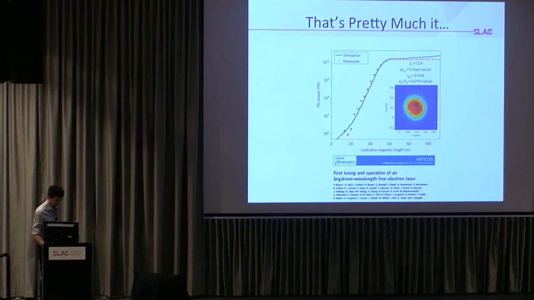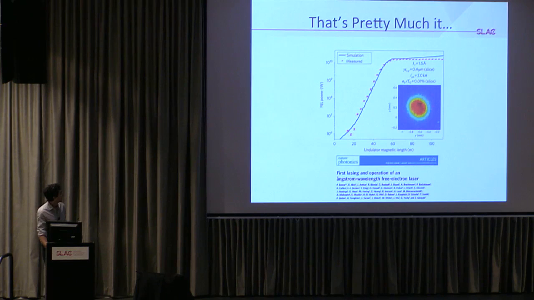Okay, we talked about the linear model. The linear model assumes that you're far from saturation, so you have a small microbunching, small energy modulation, and a field much smaller than the saturation value, which we haven't defined. The beauty of the linear model, of course, is that it results in linear equations that have a very easy exponential solution.